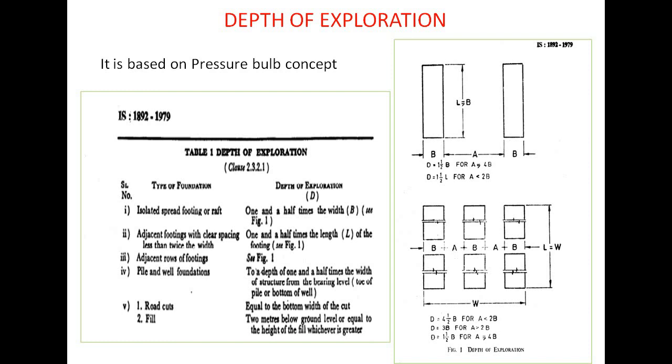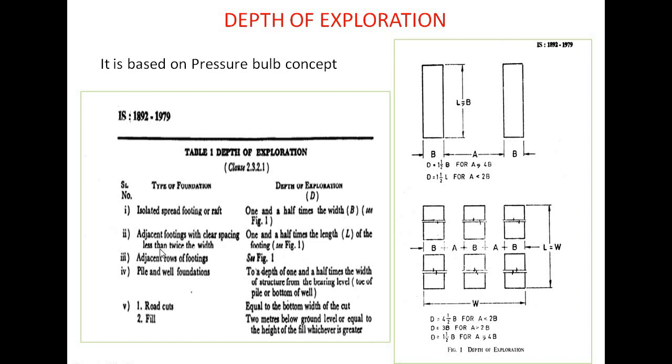Then next is what should be the depth of the exploration. So it is based on the pressure bulb concept. IS 1892-1979 gives the following guidelines. So the type of the foundation, if it is an isolated spread footing or raft, then it is 1.5 times the width of the footing.